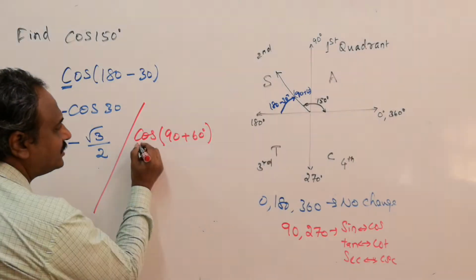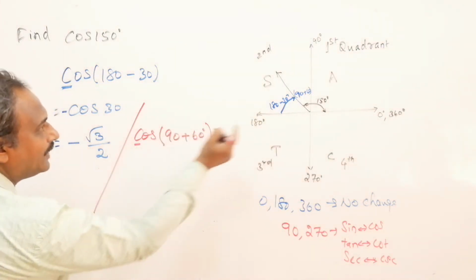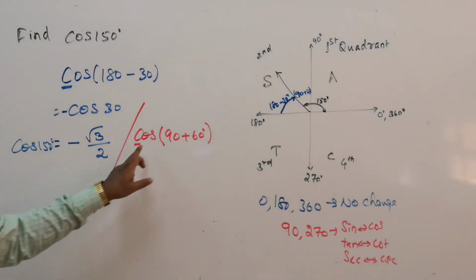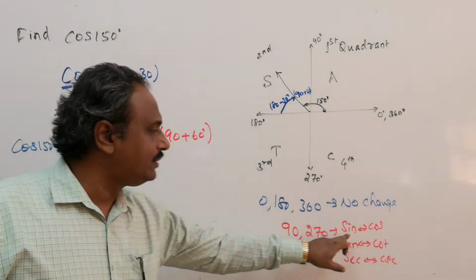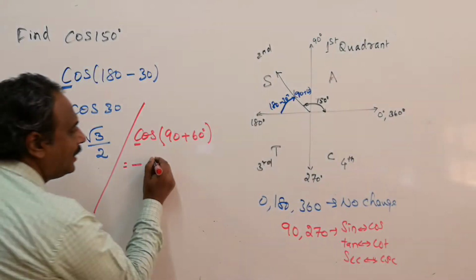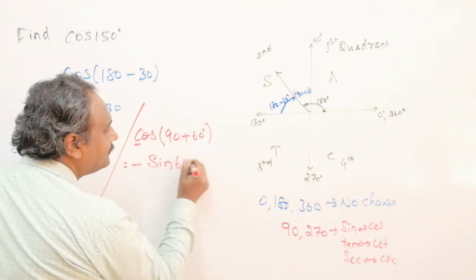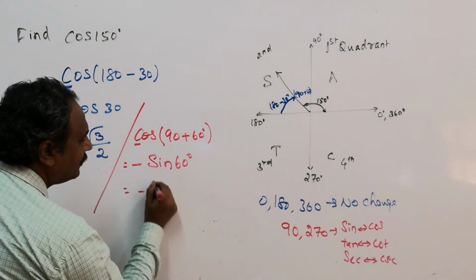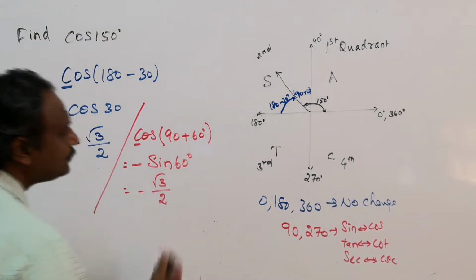Now I am going to check. This is cos. 150 is in the second quadrant, so the value is minus. With 90 plus, cos will change into sine. So this will become sine 60. I am going to check the table value of sine 60. This is minus root 3 by 2.